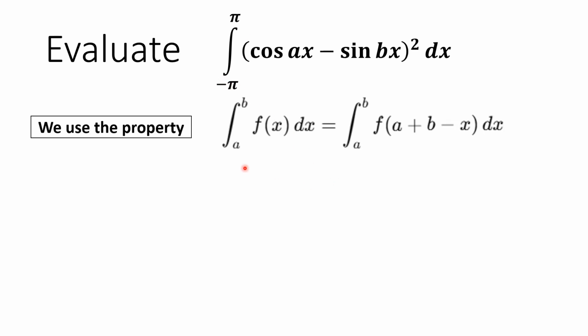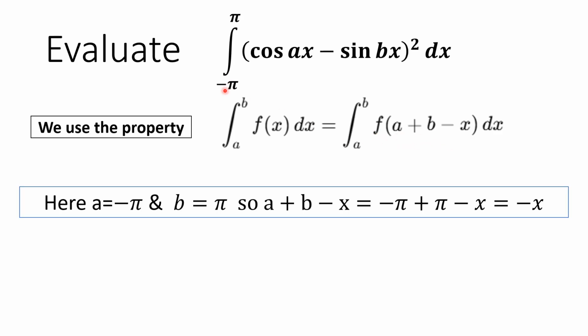We will use the property of integral, that is integral a to b of f(x) dx is equal to integral a to b of f(a plus b minus x) dx. Here a is minus pi and b is plus pi. Let us evaluate a plus b minus x. A plus b minus x is minus pi plus pi minus x, which is nothing but minus x.